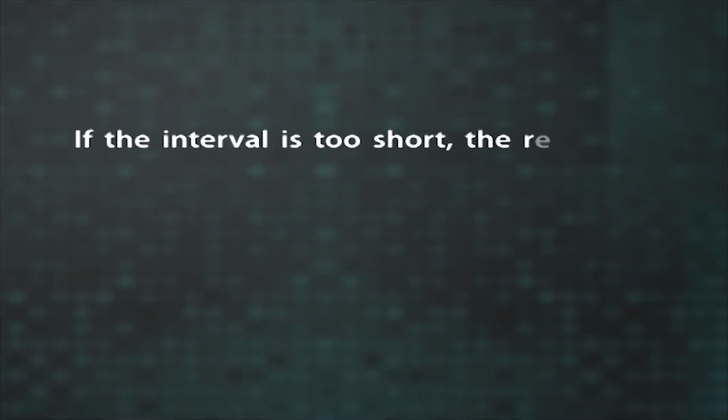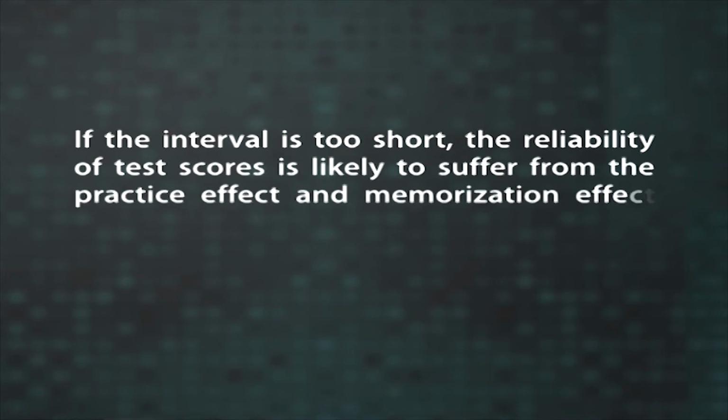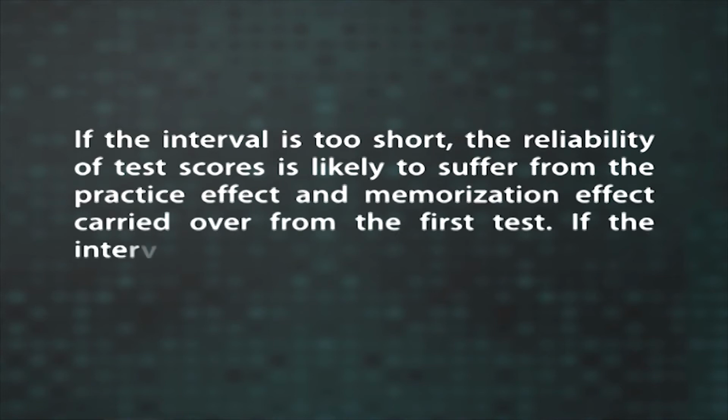The method of determining the reliability of a test through testing and retesting may appear easy. However, it has a number of limitations. This method requires that teachers administer the same test on the same group of students at 2 different times. This might not be practically possible due to the unavailability of the same group of test takers. Another major disadvantage of this method is the interval between the administrations of the two tests. If the interval is too short, the reliability of test scores is likely to suffer from the practice effect and memorization effect carried over from the first test.